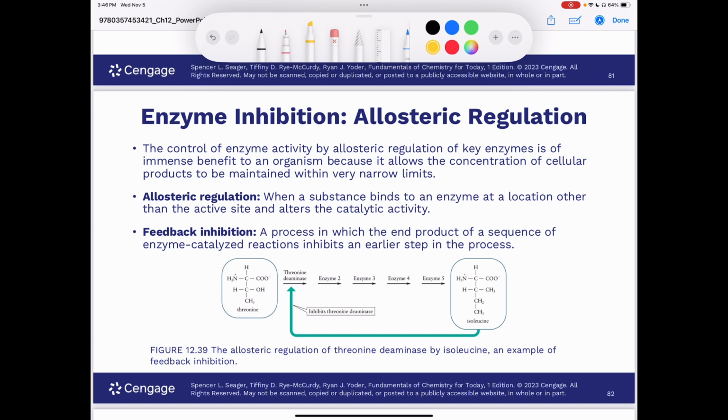Now, unlike competitive inhibition, non-competitive inhibition cannot be reversed by the addition of more substrate, because additional substrate is not going to have any effect on the enzyme-bound inhibitor. That is, it can't displace the inhibitor because it can't bind to the site that's occupied by the inhibitor. And so we see the word here, allosteric regulation, or the definition, which is just when a substance binds to the enzyme at a location other than the active binding site. And then feedback inhibition is the process in which the end product of a sequence of enzyme catalyzed reactions inhibits an earlier step in the process.